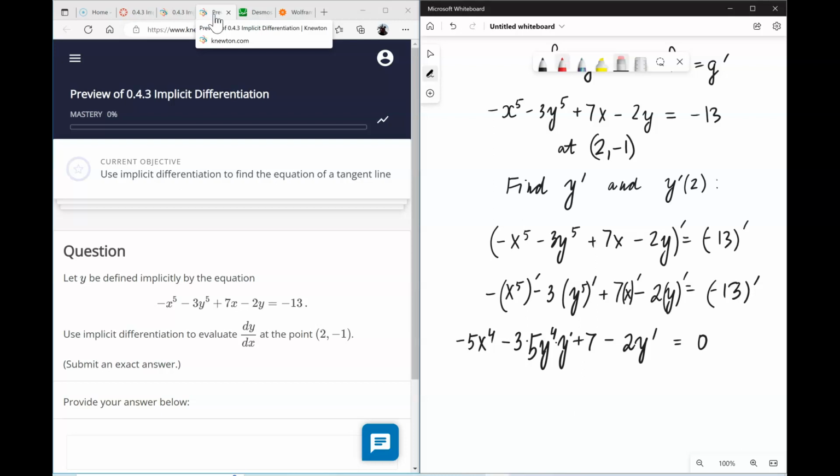And in this case, again, remember the goal is to find y prime when x is equal to 2 and y is equal to -1. So if we were to actually just find y prime, then we would have to isolate it. But in this case, we don't have to isolate it. We can just plug in x equals 2 and y equals -1.